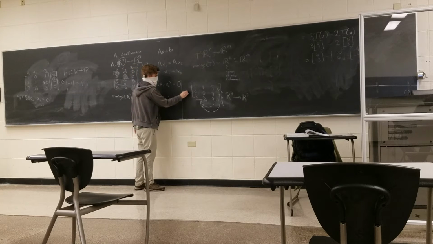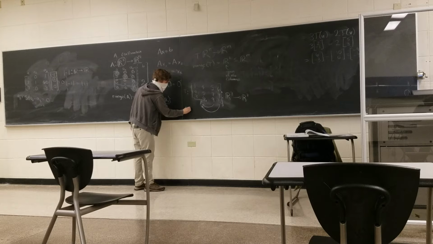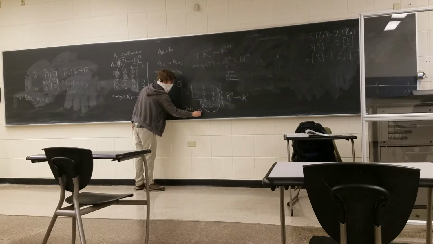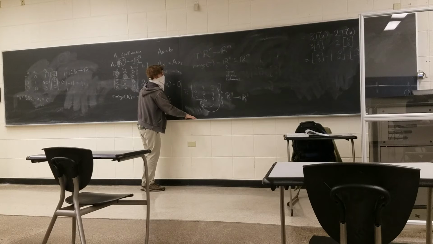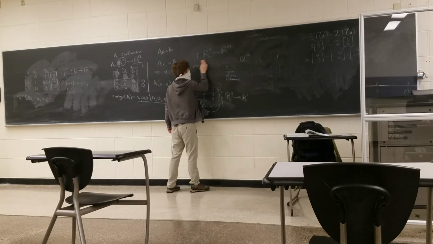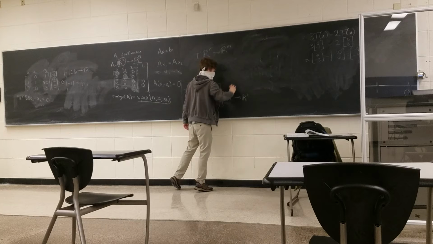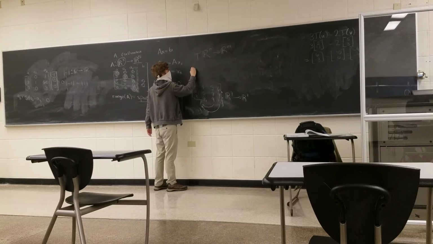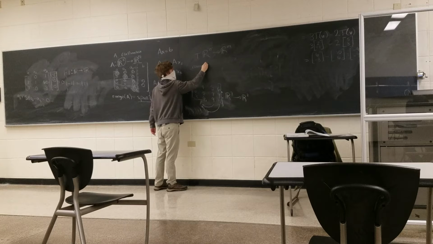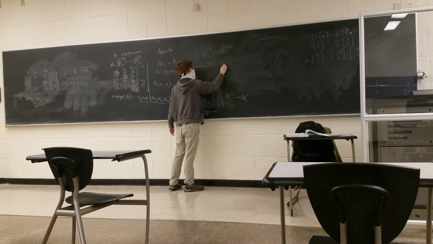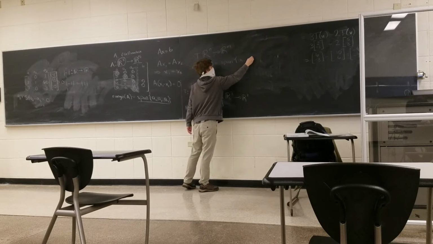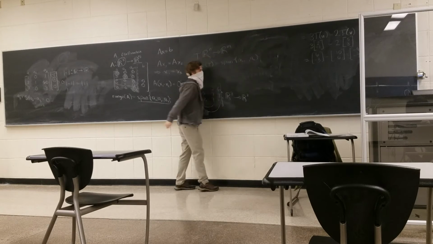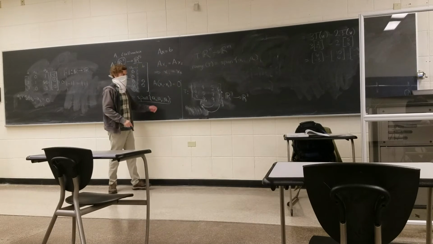So if I call this T, then the range of T is just, I shouldn't say it's R2. That's actually kind of bad. Let me change the way I talk about this. I should say the range of T is equal to the span of A1 up to A2. That's a better way to put this.